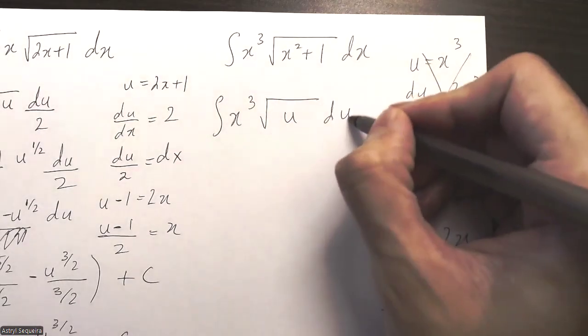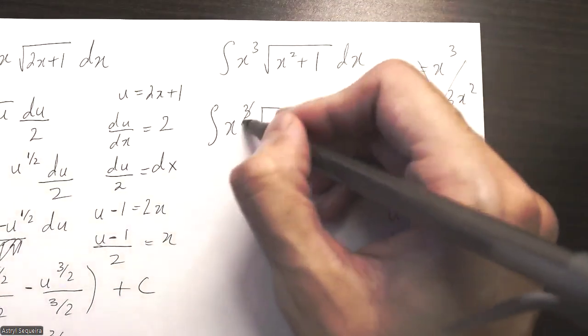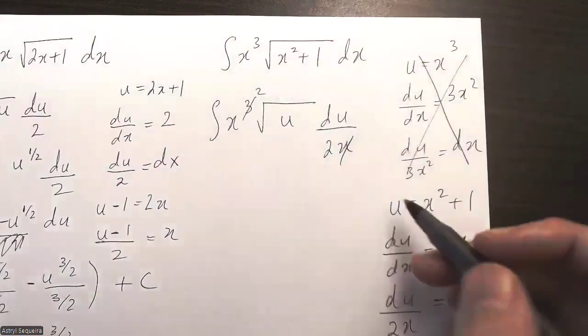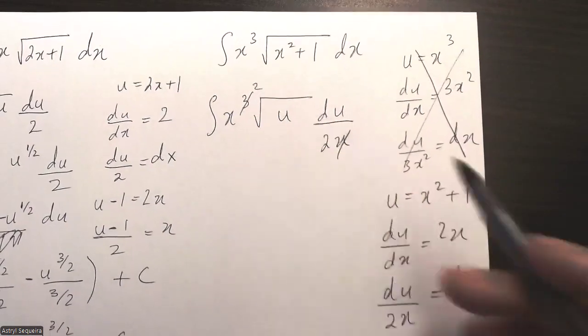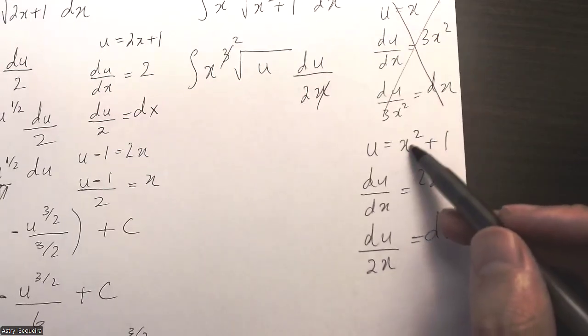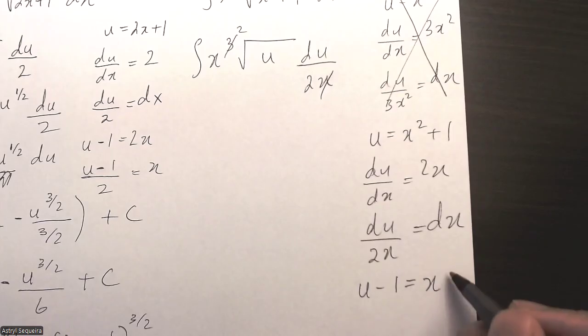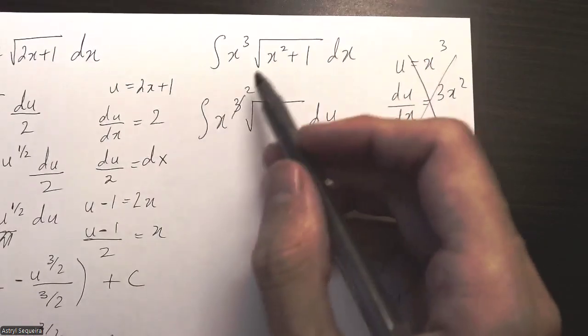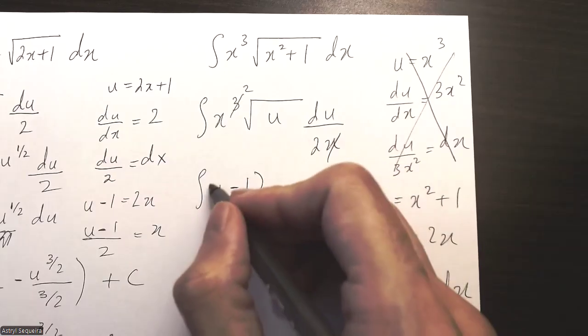And dx is du over 2x. This x and cube can cancel out here. That becomes a square. And then I still have an x square here that I need to get rid of. I can isolate that by just doing u minus 1 equals x squared.